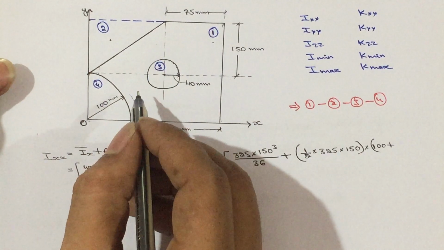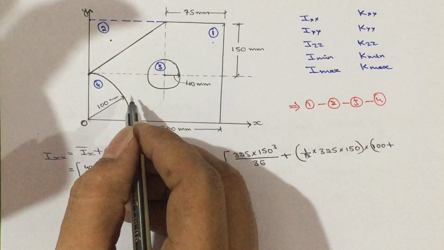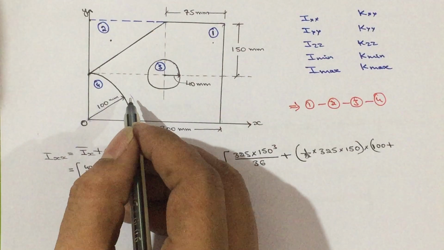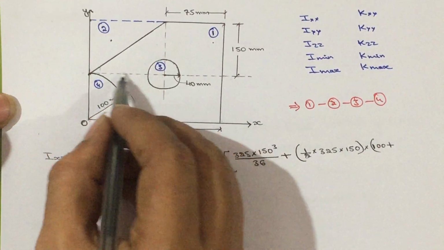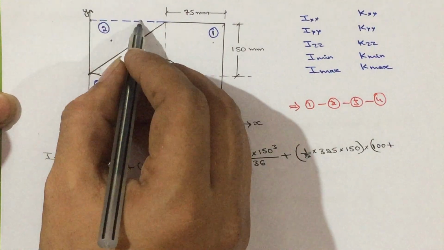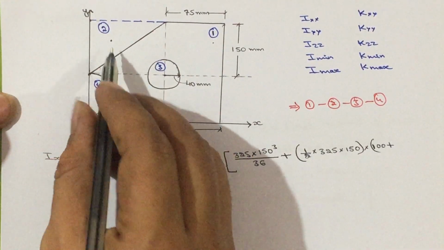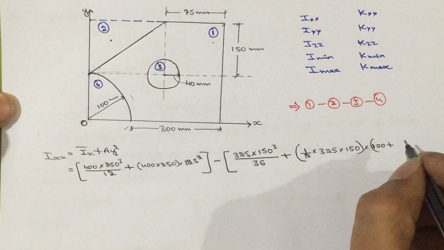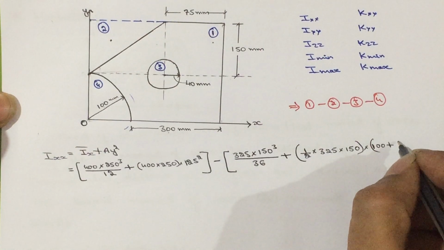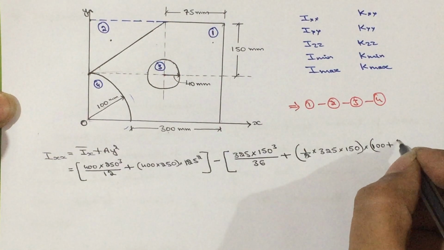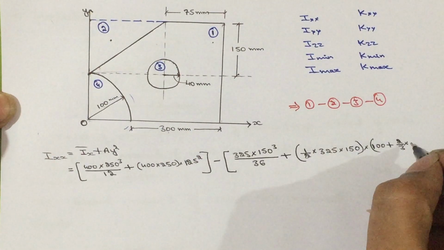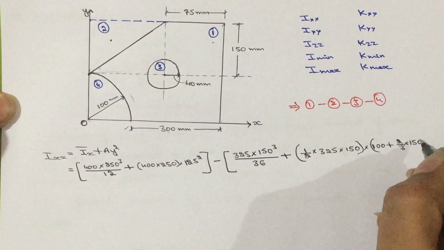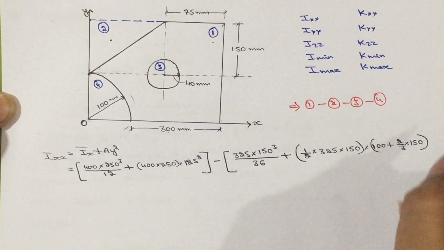How to calculate the centroid of the triangle? We have to identify the base and the side opposite to the base. Is this the base of the triangle? No, this is the base, but this side is opposite to the base. From the side opposite to the base, it will be 2/3 of the height. So, 2 by 3 into h, h is 150, whole square.